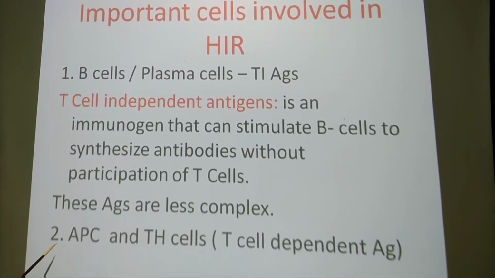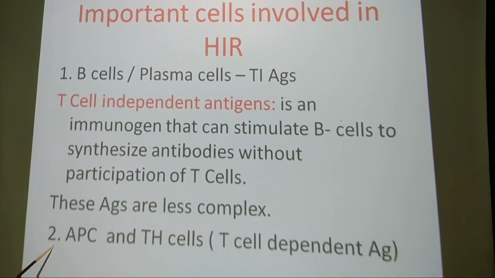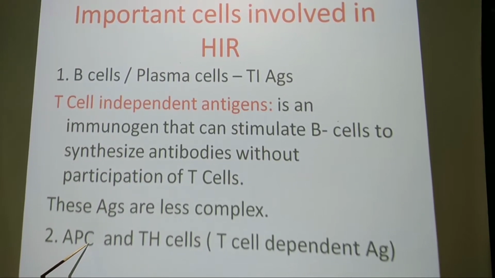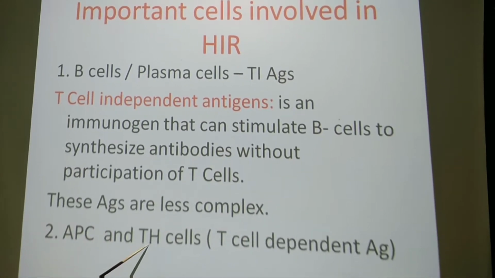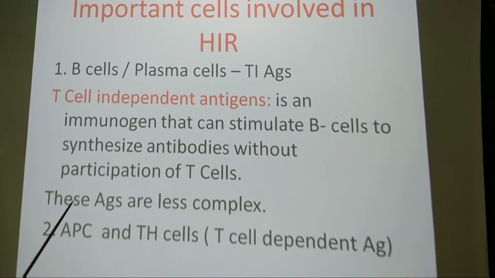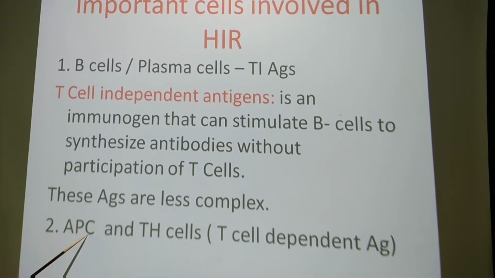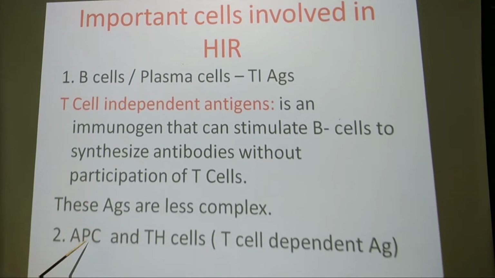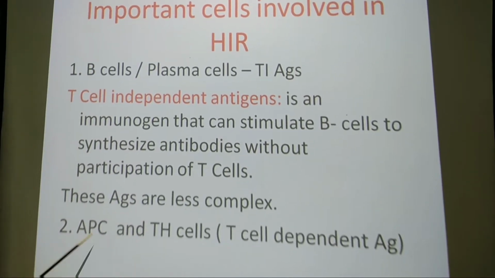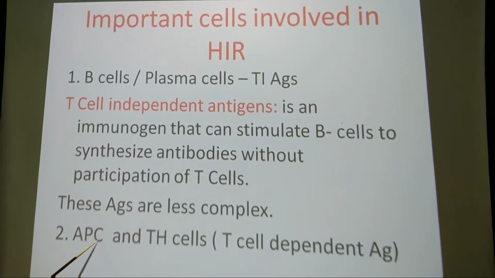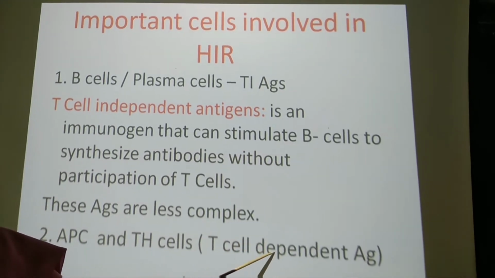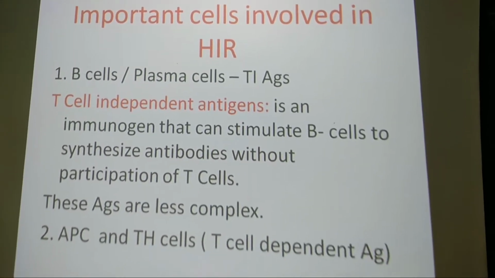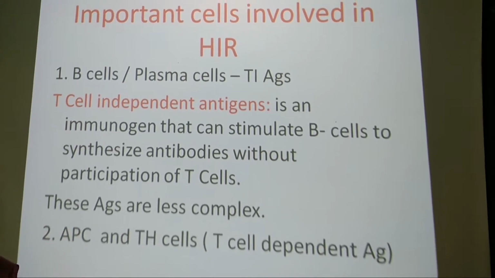Now we have the second cell types, that is antigen processing and presenting cells and also T helper cells. And this antigen processing and presenting cell here can be a B cell. If it is some other cell, then B cells also are involved here, that is in case of T cell dependent antigen. These antigens are mainly protein antigens which are more complex in nature.